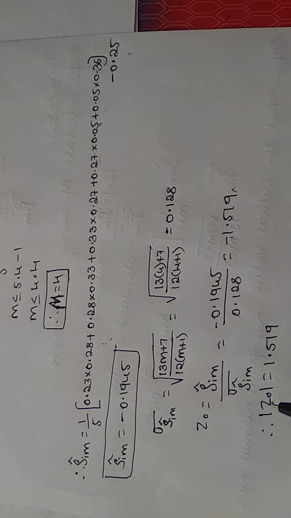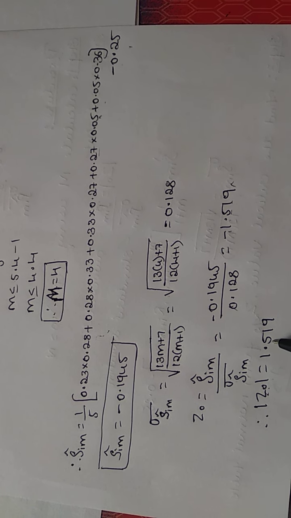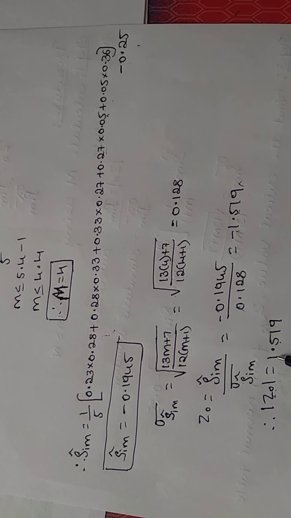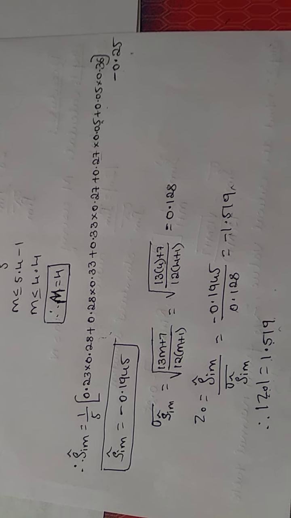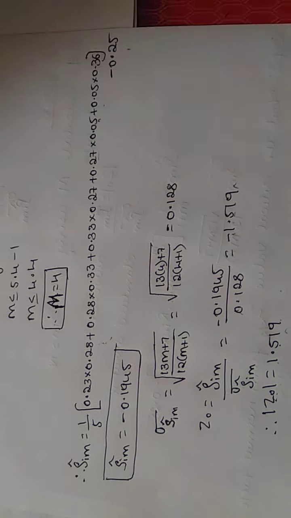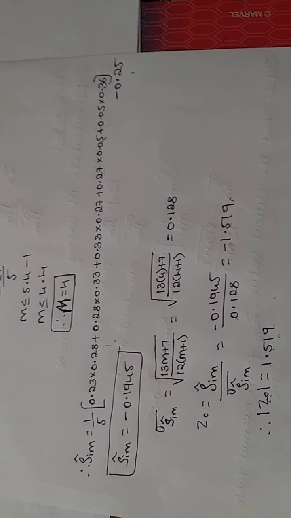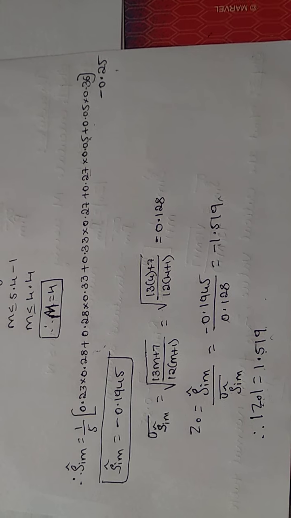In the formula we have a modulus sign for that one. If you keep Z0 inside the modulus, then it should be a positive value. Negative will be converted to a positive value. So I'll get 1.519. Okay, the Z0 value also we have calculated. Now what do you have to do? You have to just see the table and find out the value.